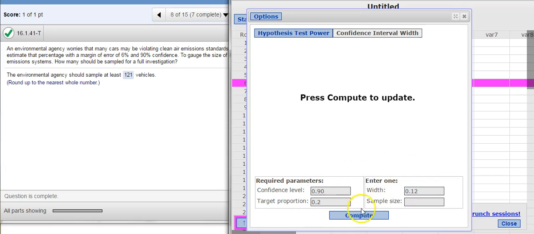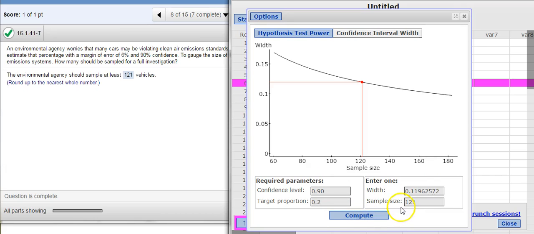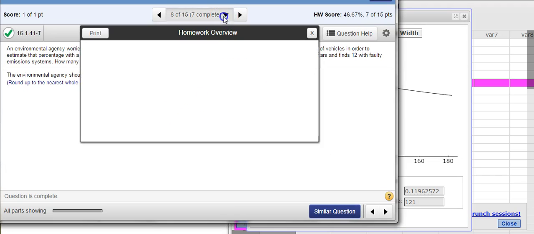After you do that, just click compute, and they give you 121. That's why I get this number here. So the only thing that you need to calculate normally is the width, because they normally tell you the margin of error, and the width is 2 times the margin of error. And the target proportion is just the sample proportion. So I hope this helped you a little bit, but let's look at another example.